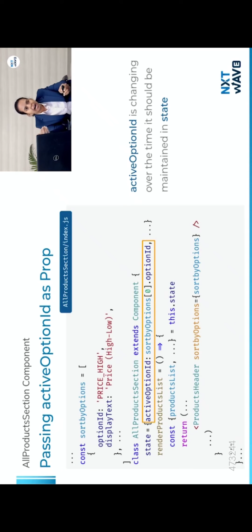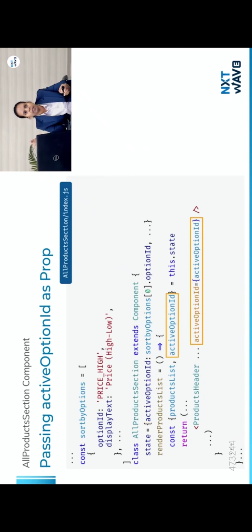Now we have to pass this to the products header as a prop, right? So you can see from the state we are accessing this active option ID and we are passing that as a prop. Okay, clear? So these are the two props that we are going to pass. Okay, let's do that. So as we understood, for the products header, we have to pass sort by options, active option ID and the callback. Let's first focus on these two.